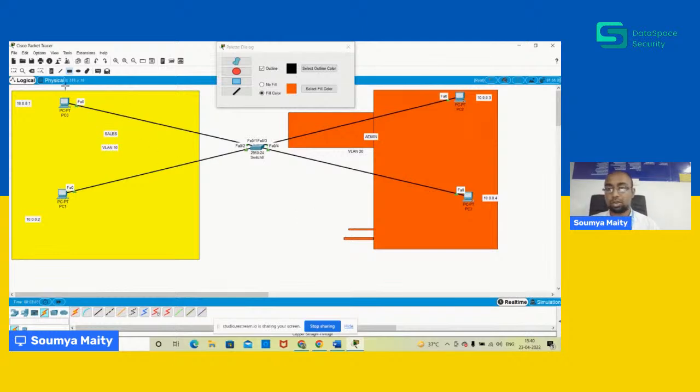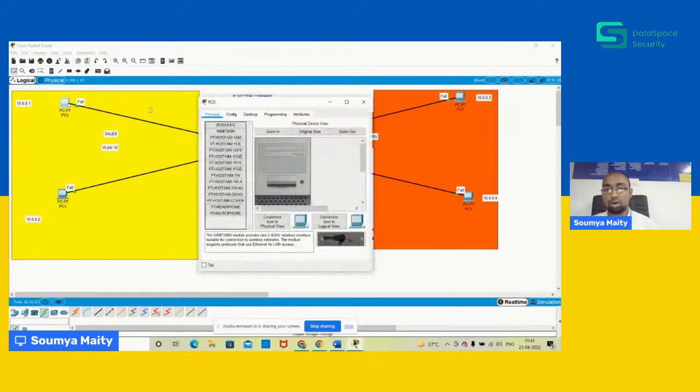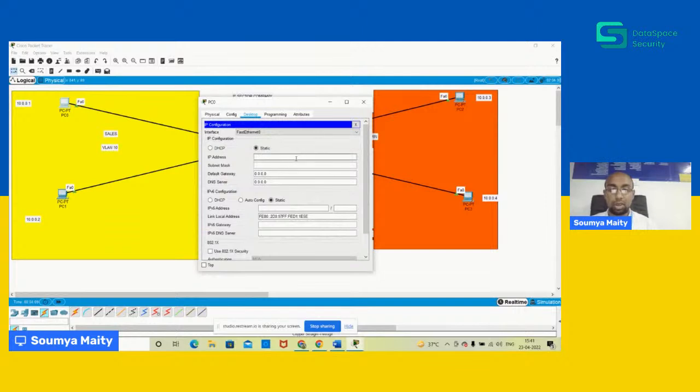Okay. So there are two departments: an administrative department and a sales department. We have to set the IP address in all PCs. So go to PC, go to Desktop, go to IP Configuration and select the IP address. The IP address is 10.0.0.1, as well as the subnet mask.